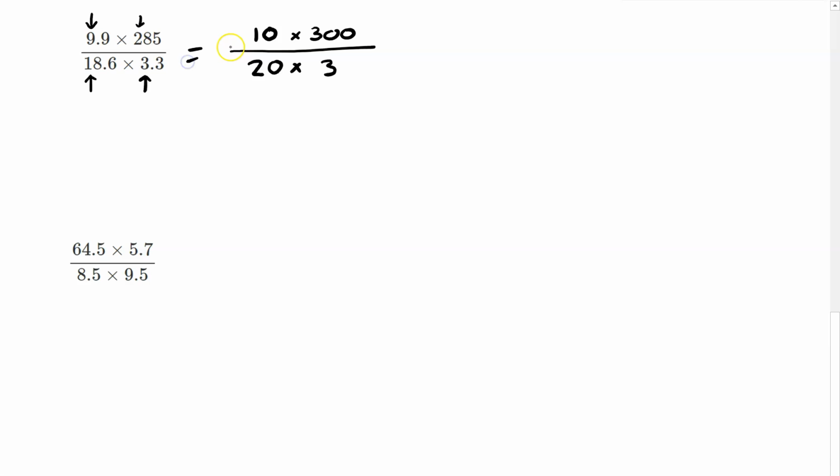So now we have a calculation to do. We have 10 times 300, well that's 3,000, and 3 lots of 20 is 60. So we need to do 3,000 divided by 60. So the very first thing you can do is say, right, both of them end in a 0, so I can take them off. So now I'm left with 300 divided by 6.